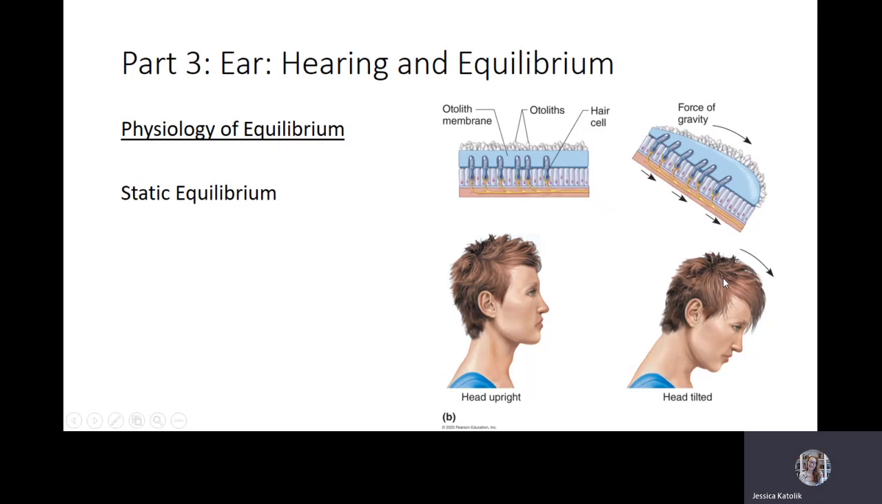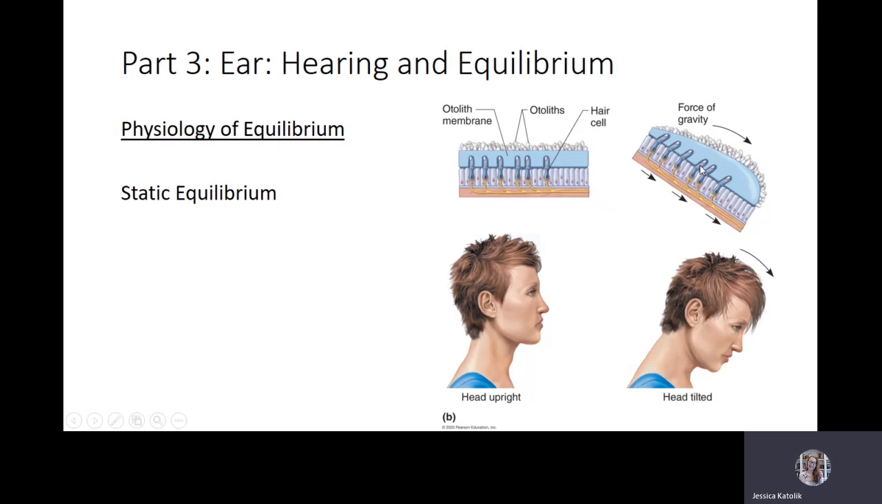However, if our head is tilted forward, what will happen is the otoliths will actually be pulled down by the force of gravity because they're rather heavy. And as they do so, they're going to tug on the otolith membrane. And the otolith membrane will slide a little bit in the direction that the head is tilted.